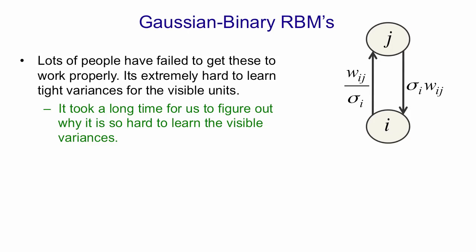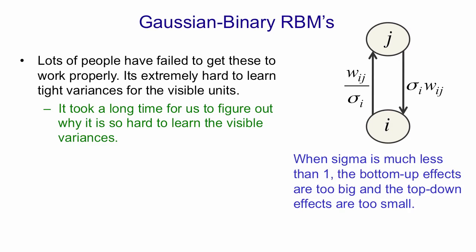This picture helps. If you consider the effect that visible unit i has on hidden unit j, when visible unit i has a small standard deviation sigma_i, that has the effect of exaggerating the bottom-up weights. That's because we need to measure the activity of i in units of its standard deviation. So when the standard deviation is small, we need to multiply the weight by a lot. If you look at the top-down effect of j on i, that's multiplied by sigma_i. So when the standard deviation of a visible unit i is very small, the bottom-up effects get exaggerated, and the top-down effects get attenuated. The result is that we have a conflict where either we have bottom-up effects that are much too big or top-down effects that are much too small.